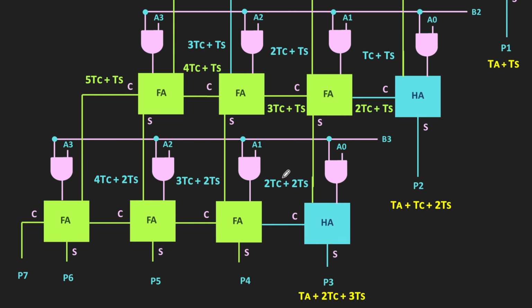Likewise, in the same row, for the subsequent full adders, the sum output will be available after the delay of 3TC plus 2TS and 4TC plus 2TS. Alright, so now let us come to the last row.